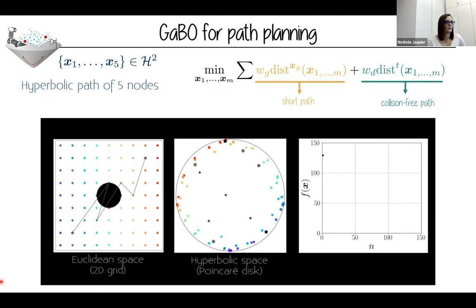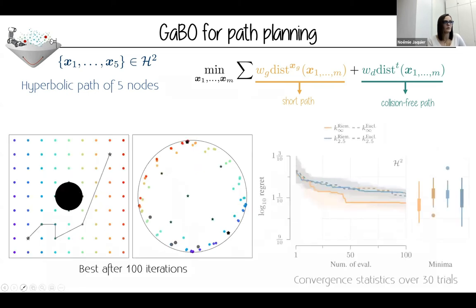Here you see again the iterations of the BO. At the beginning, we are really crossing the obstacle. And at some point, it starts finding some paths that are collision-free, still a bit long sometimes, but we get better and better results with still some exploration. After 100 iterations, this is what we obtain. We have this path, which is collision-free and almost optimal in terms of length.